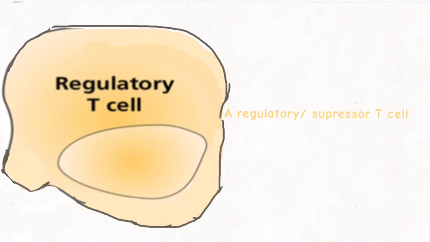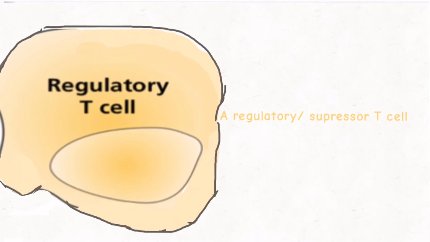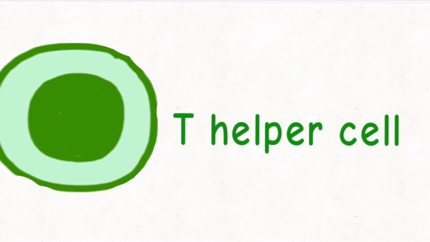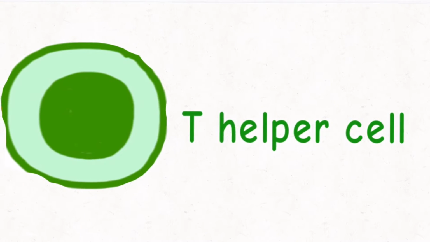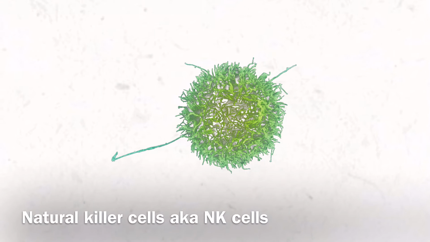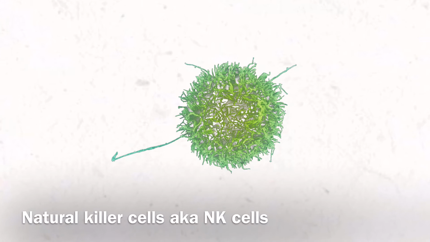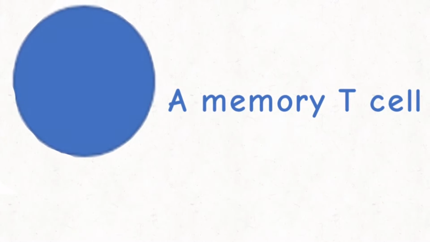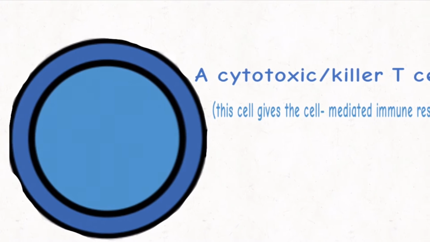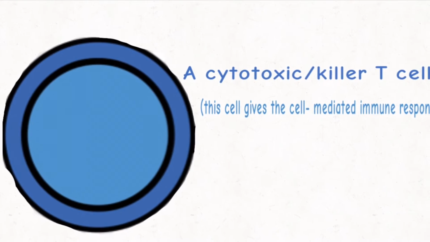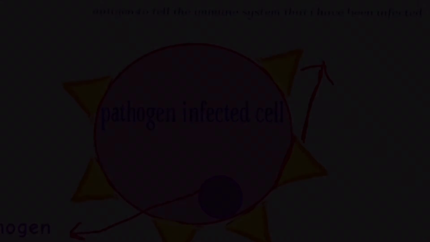A. Suppressor or regulatory T cell tells everyone if the pathogen is gone. B. Helper T cell stimulates the T cells. C. Natural killer cells, aka NK cells, who destroy the infected cells by phagocytosis. D. Memory T cells, they remember which antibodies to produce for certain pathogens. And the last one is the cytotoxic or killer T cells, who destroy the infected cells by apoptosis.